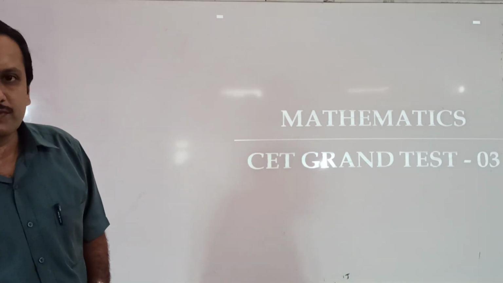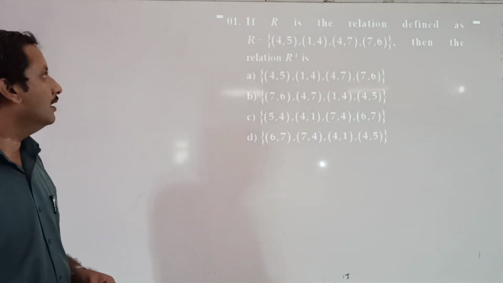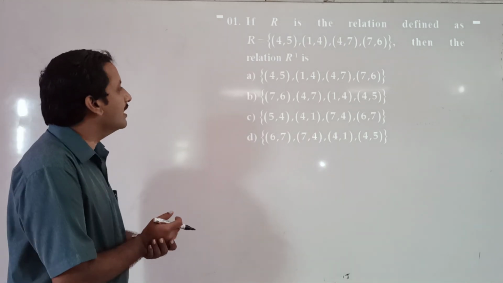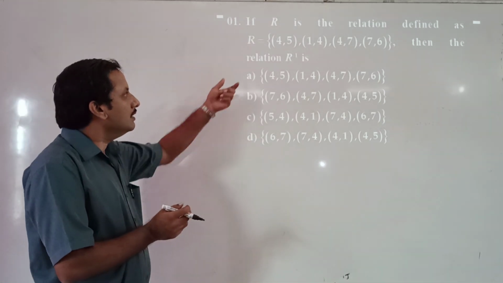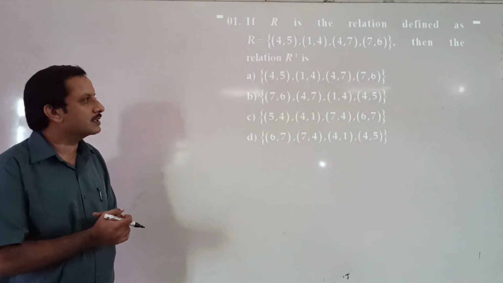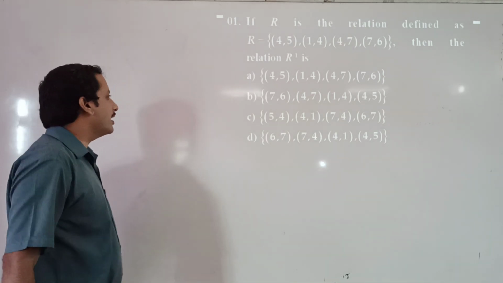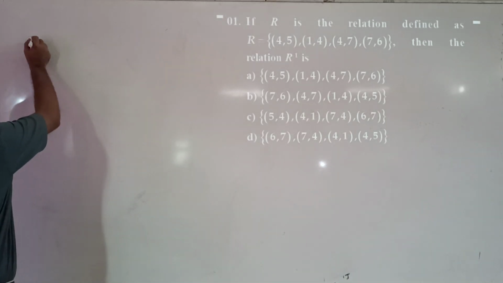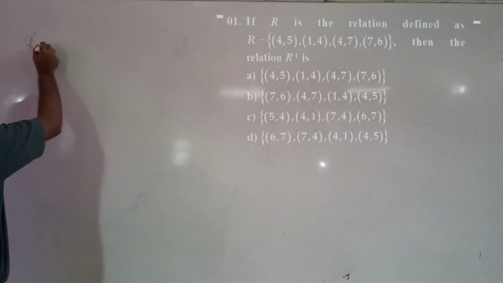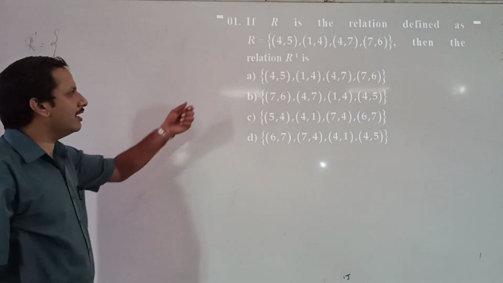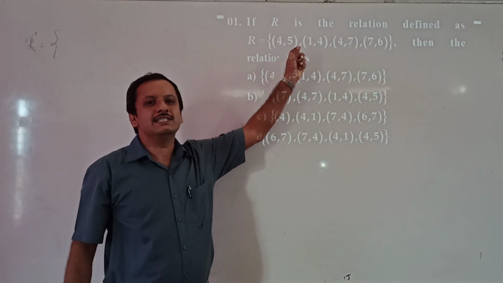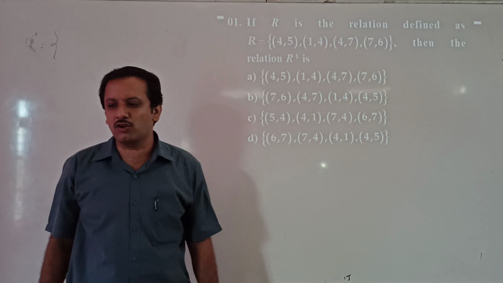Let's have a look at the first question. If R is the relation defined as R = {(4, 5), (1, 4), (4, 7), (7, 6)}, then the relation R inverse is. So we have to find out R inverse here. To get R inverse from R, what we need to do is just interchange, in all these ordered pairs, the first and the second components.